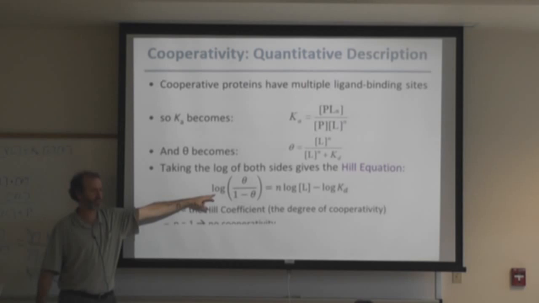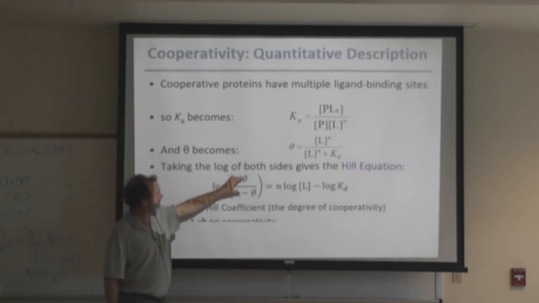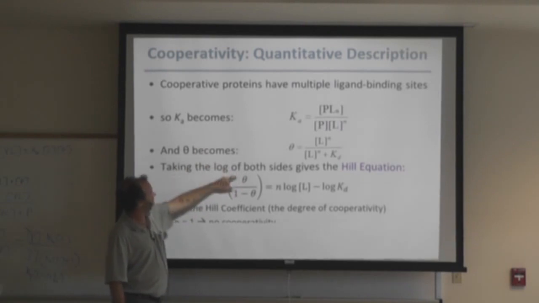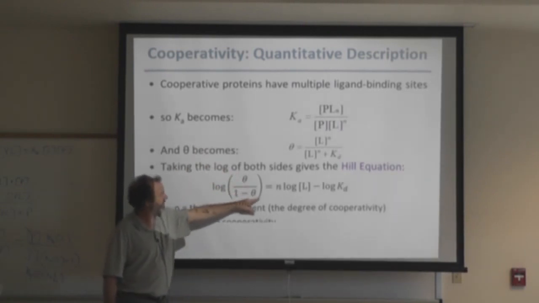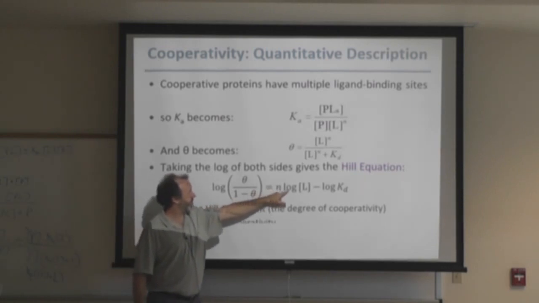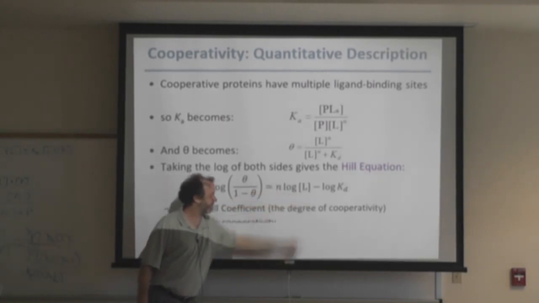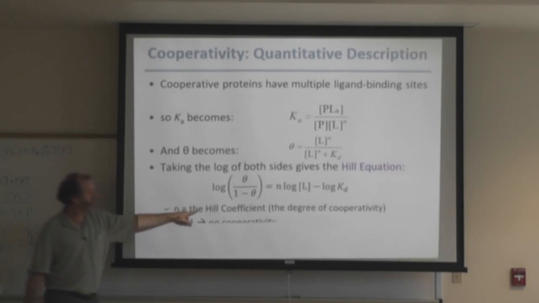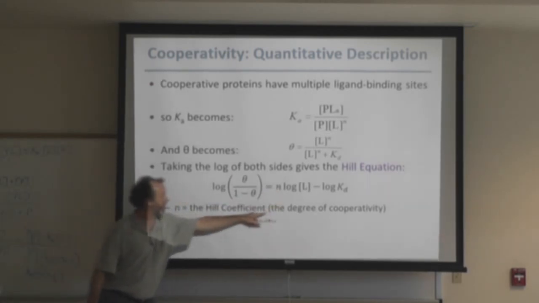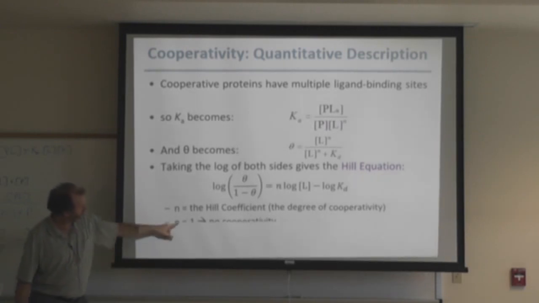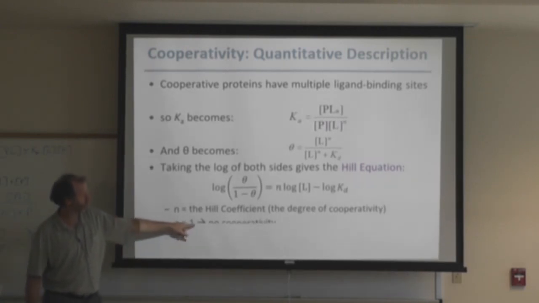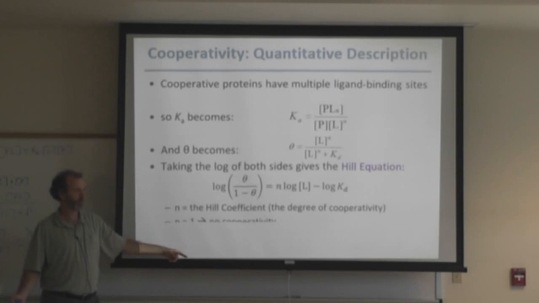Have you guys ever seen the Hill equation? It's the log of the fraction bound divided by the total, which equals N log of the ligand minus the log of the KD. And the Hill coefficient, which is this, is the degree of cooperativity that you have. N equaling 1 means no cooperativity, basically. That's cut off for some reason.